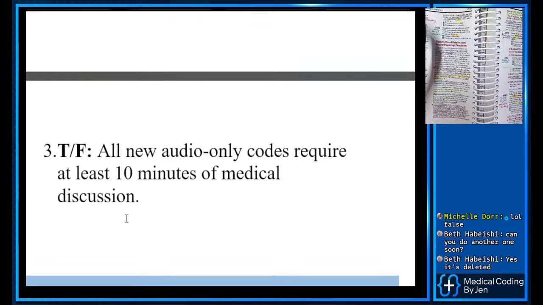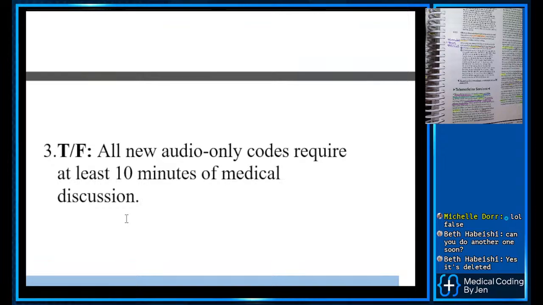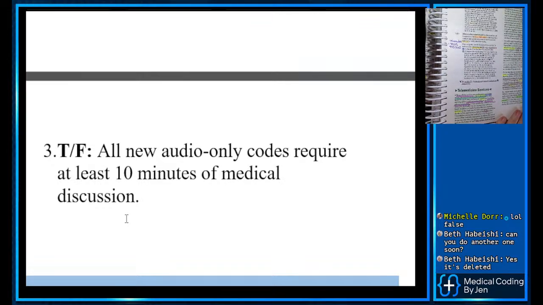Our next one. All new audio codes require at least 10 minutes for medical decision. So we need to go back to our guidelines over here for our telemedicine, which is around page 17. What do you guys think? What about this one? All new audio only, not video, audio only, require at least 10 minutes. I probably just made it really easy for you guys.